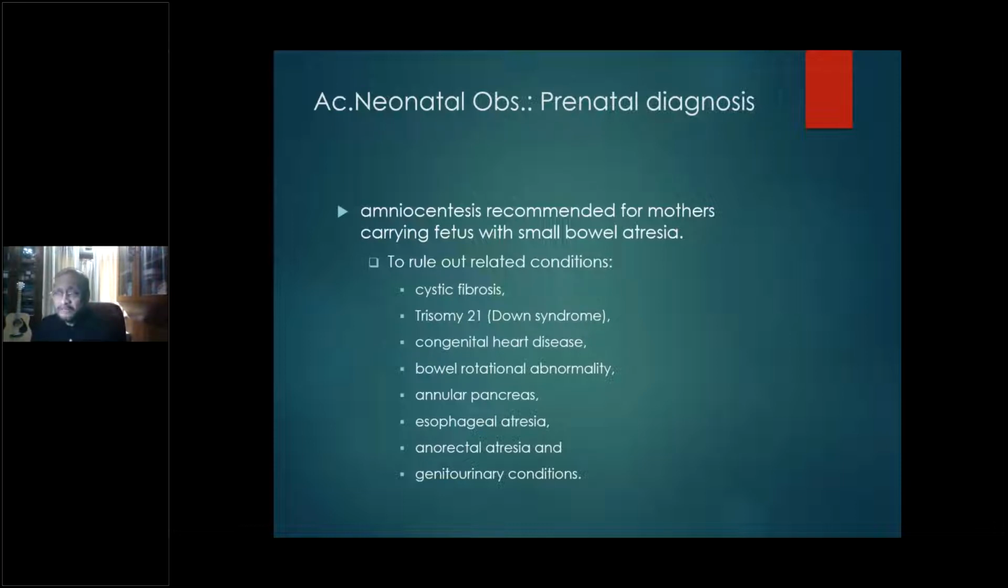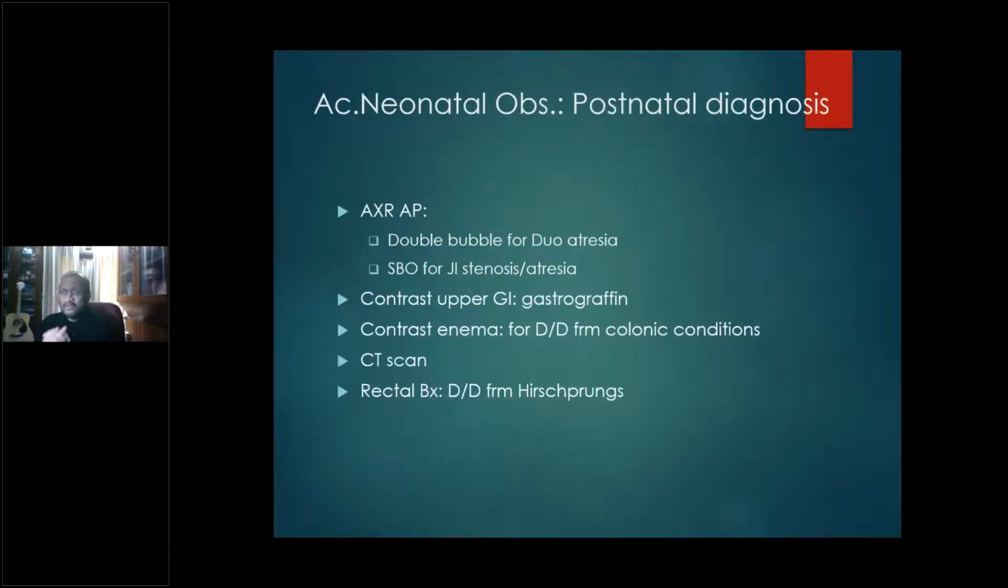Why is it required? Because a bowel atresia is often associated with a whole list of other coexistent conditions, namely cystic fibrosis of the pancreas, trisomy 21 Down syndrome, congenital heart diseases, bowel rotational abnormalities, annular pancreas, esophageal atresia, ARMs, and genitourinary conditions. So all of them could be associated. So you have to really work on a fetus, trying to ascertain what's wrong with the fetus. Then you should do all these things and try to look for what is wrong in that particular fetus.